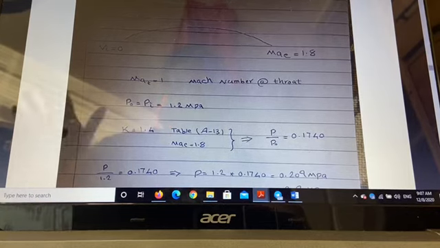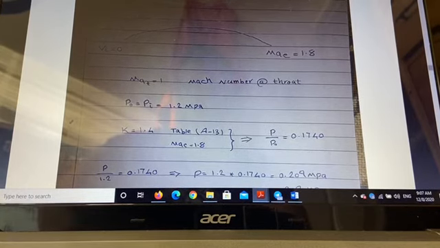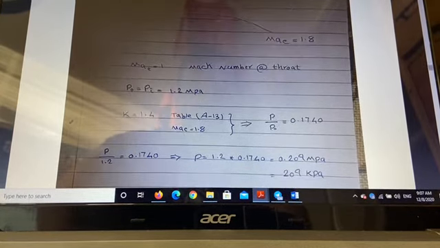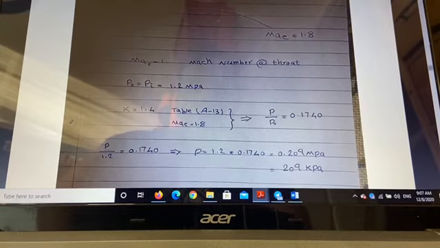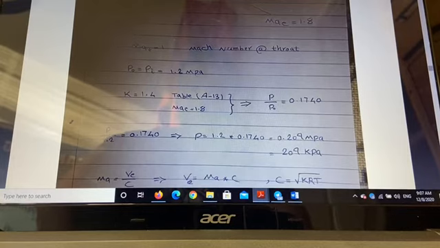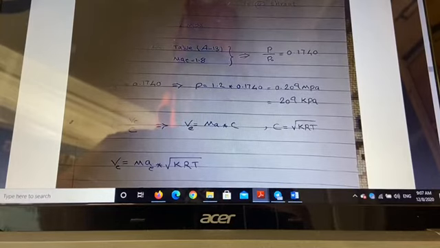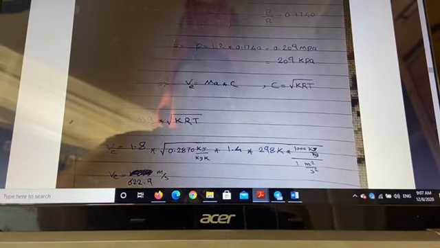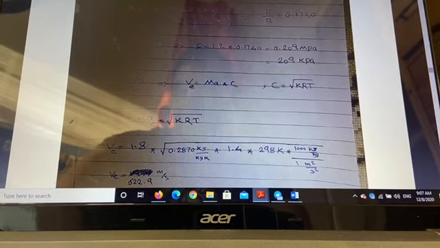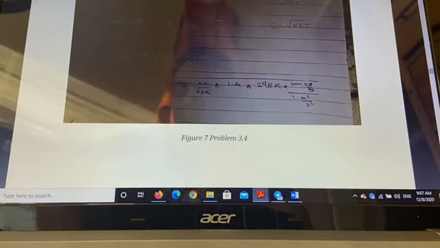The velocity at the entrance is about 0, and from table A13 we have k, and we have the Mach number at the exit, so we can get the P over P naught value. With that we calculate the pressure at the exit as 209 kilopascal, and since we have the Mach number, we can calculate the speed of sound C, and we can get the velocity at the exit as well.